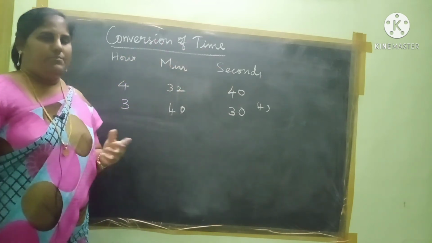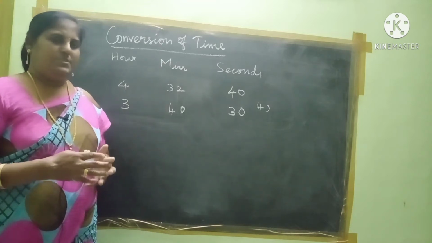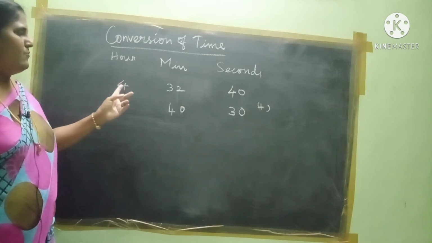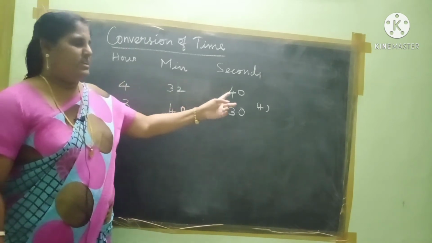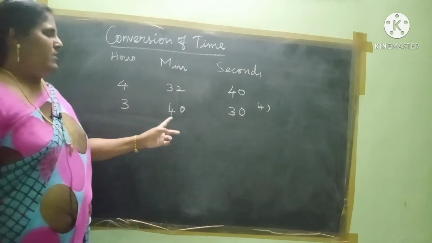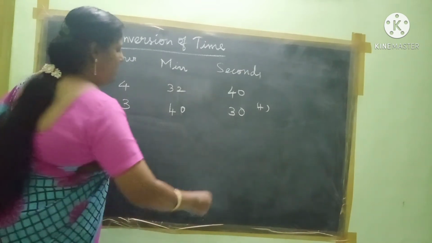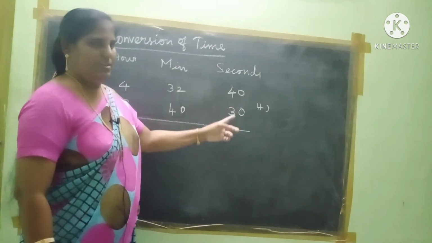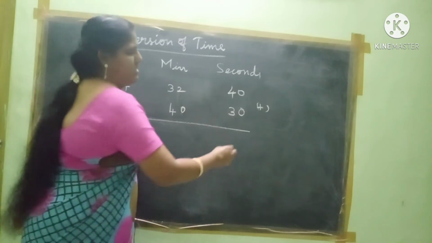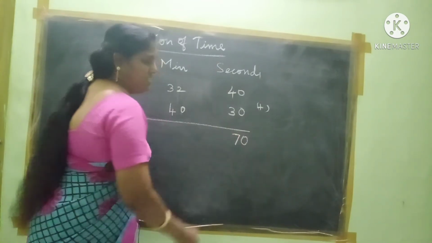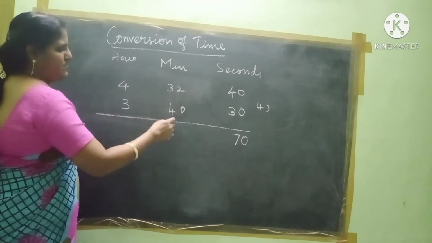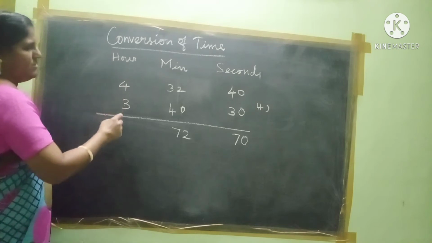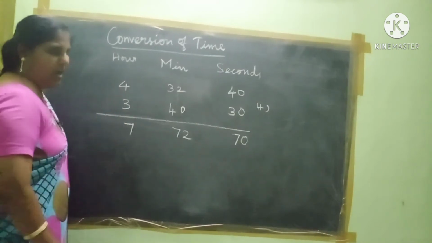Conversion of time means if we want to add and subtract any time, we need some conversion. For example, now we are going to add the two numbers: 4 hours 32 minutes 40 seconds, and 3 hours 40 minutes 30 seconds. So how are we going to add? See the numbers. First you just add all the numbers. 40 plus 30 is 70 seconds, and 32 plus 40 is 72 minutes, and 4 plus 3 is 7 hours.